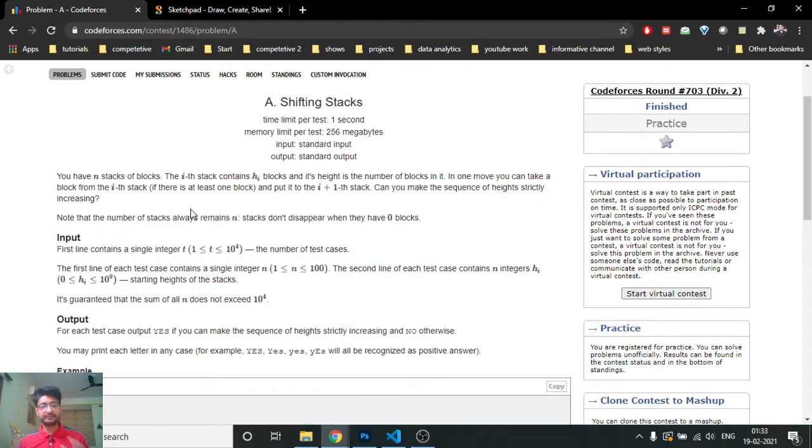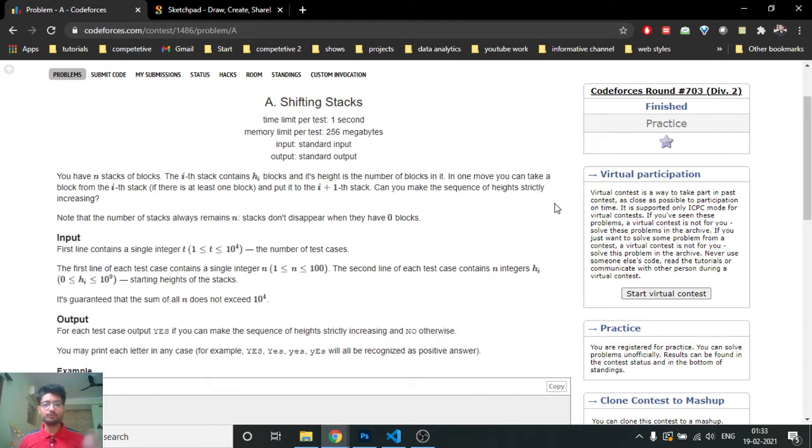It states that there are n stacks of blocks. So it means that you have n stacks and every stack has height h_i, which means that there are some blocks in each stack and its height is the number of blocks in it. Which means that if there are 5 blocks in the first stack, its height is equal to 5.